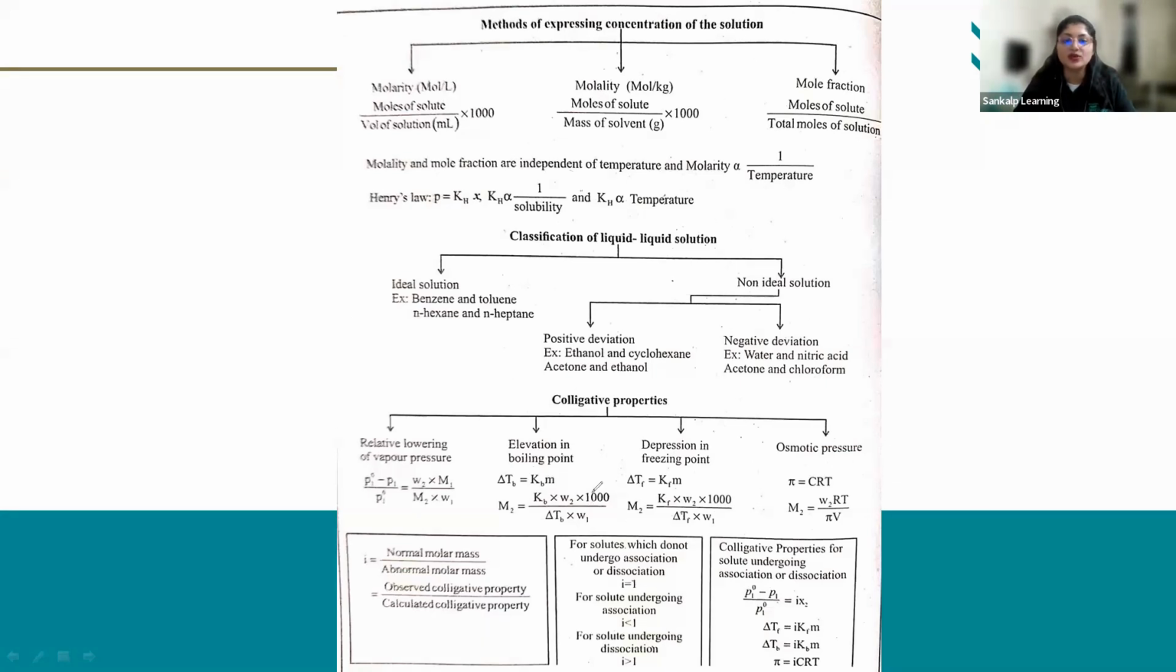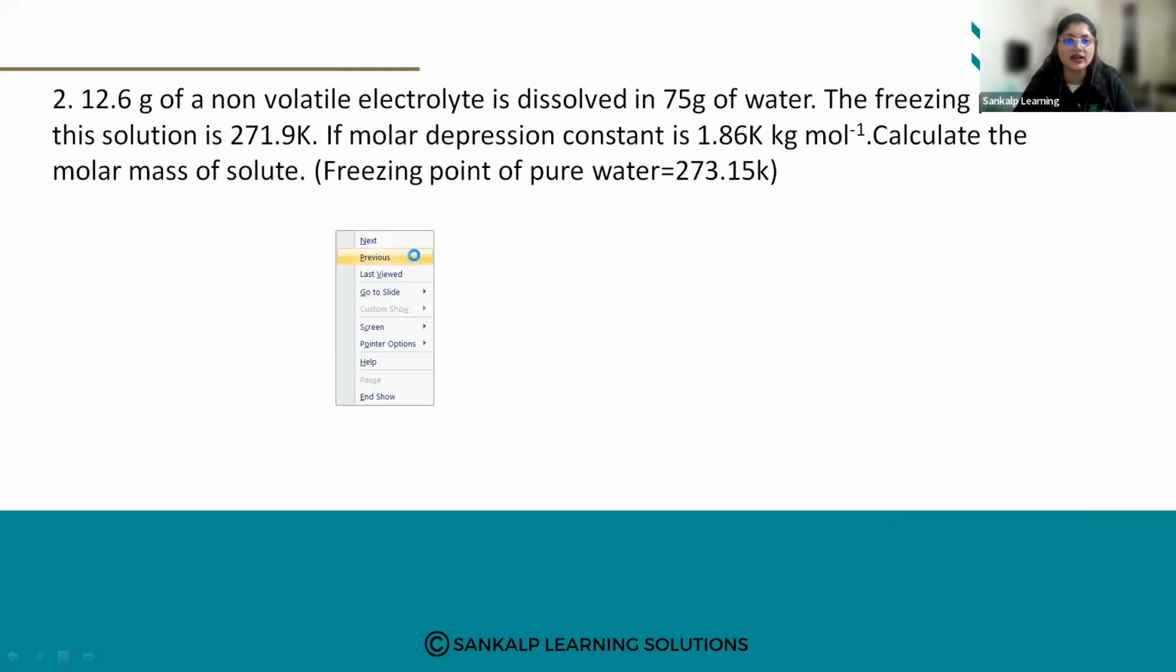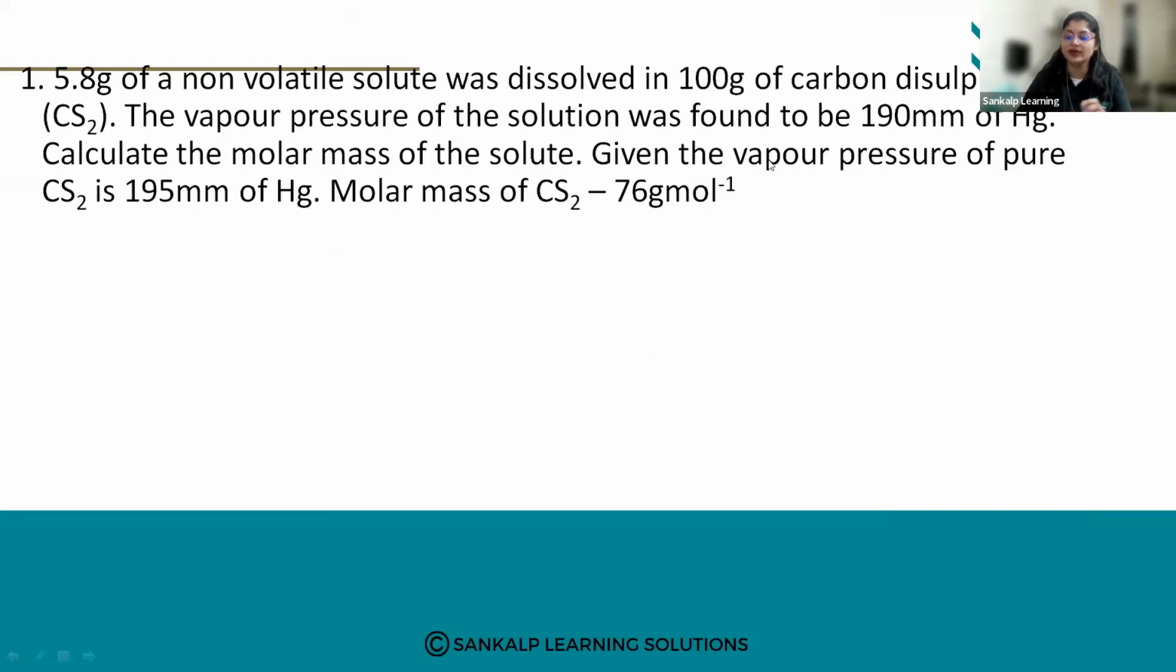Based on these particular formulas, we are going to see the problems. Is it okay? So on the colligative properties, we are going to see the formulas and we are going to see the problems. We'll start with relative lowering of vapor pressure. So the question goes like this.